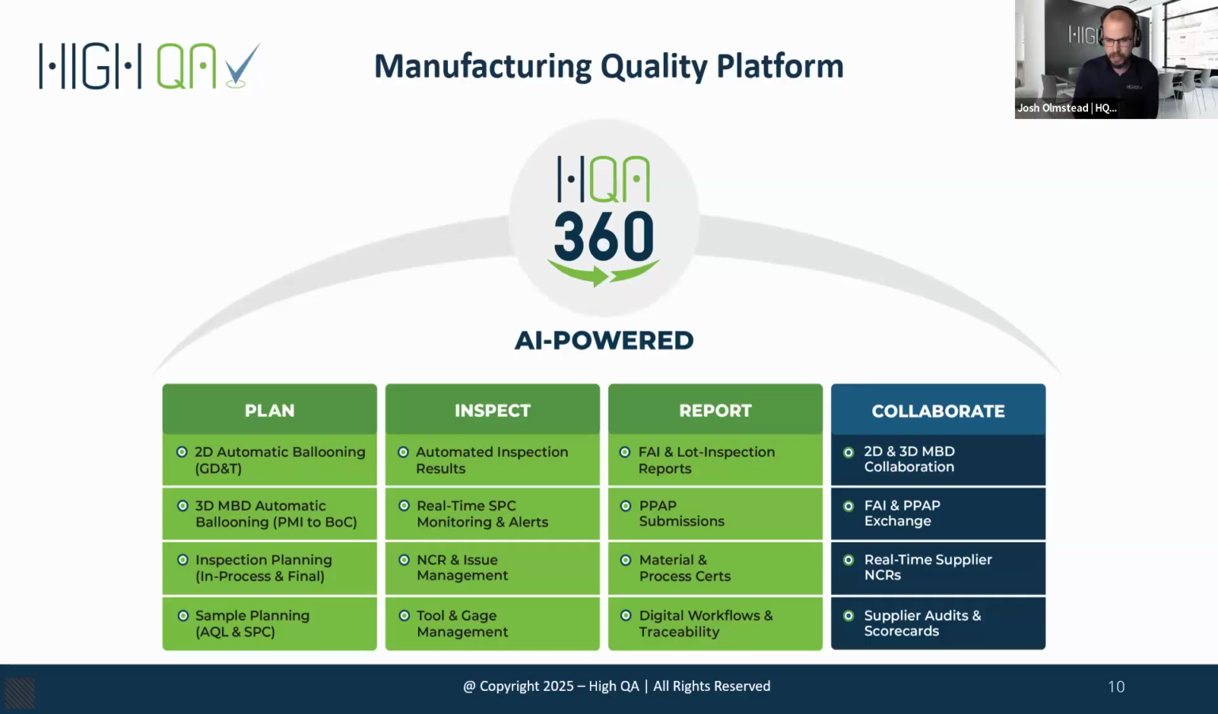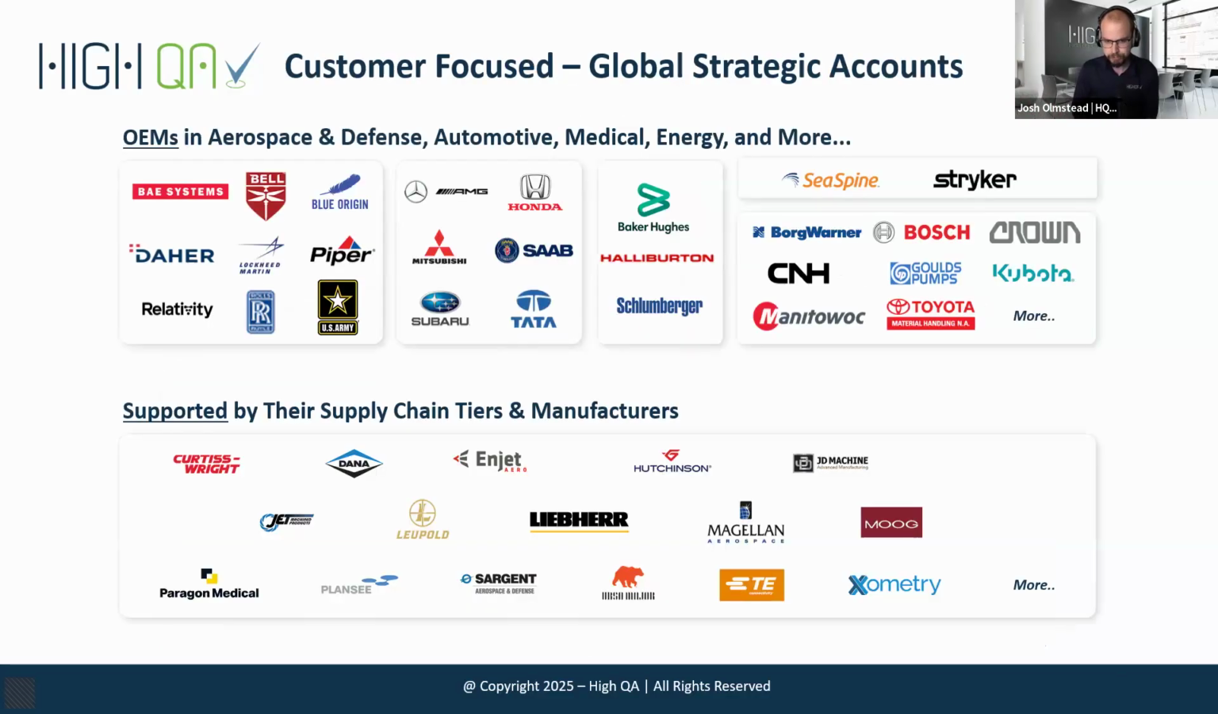In the next slide, I think we're actually showing some of the global strategic accounts that we've worked with. So these could be OEMs, again, across many various industries, and then all the way down through tier 1, 2, 3 supply chain, even down to mom and pop machine shops that have found value out of implementing HiQA software solutions.